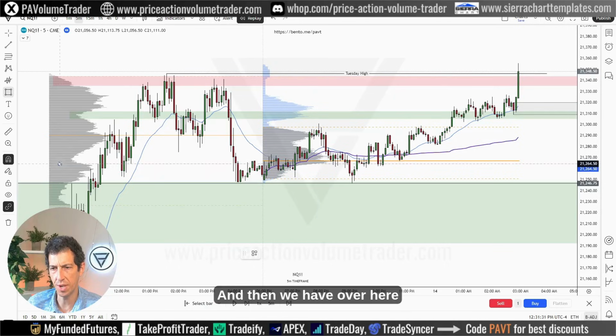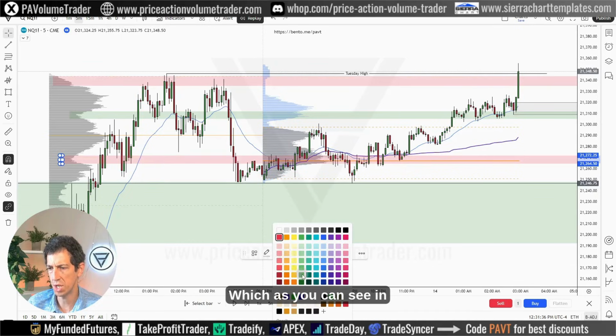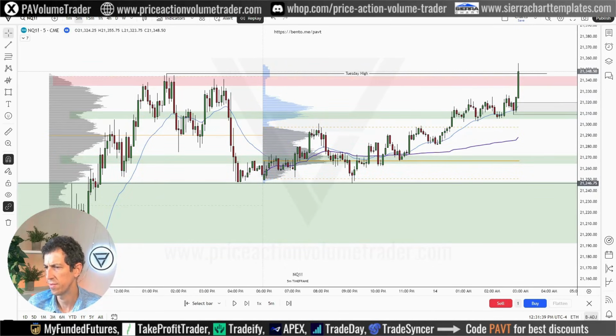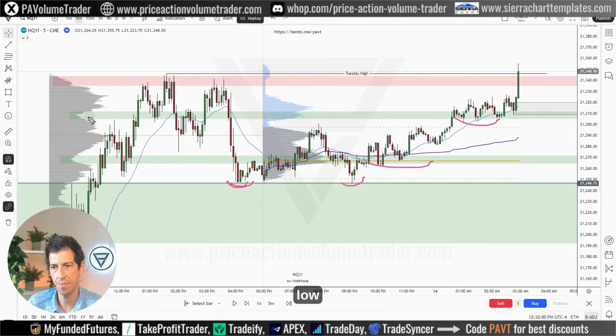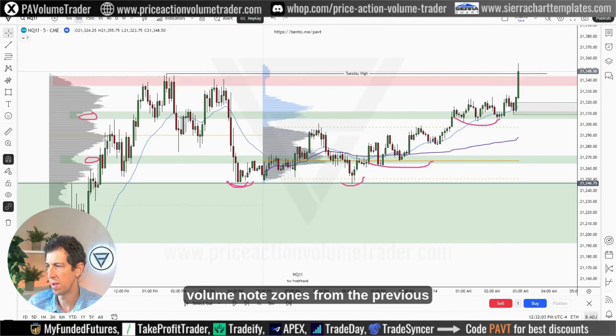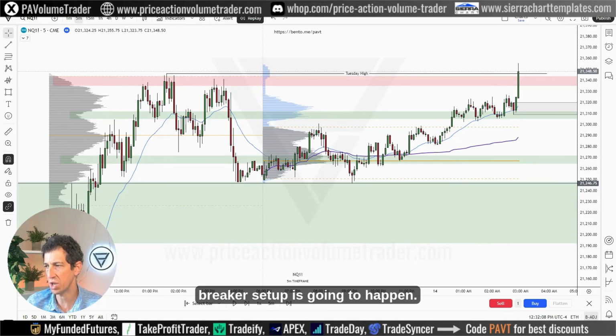And then we have over here another support zone. As you can see, in the overnight we opened, we did come down into this very important hourly level from the hourly chart. It held here at the close on Tuesday, and now we retested it here in Asia and held, and we start pushing up and holding above this low volume node zones from the previous session. Okay, and this is where our breaker setup is going to happen.